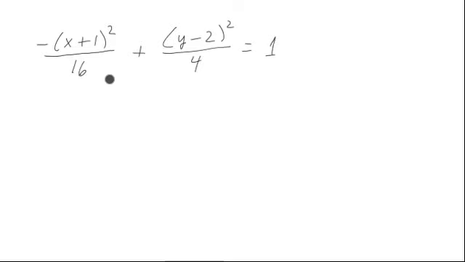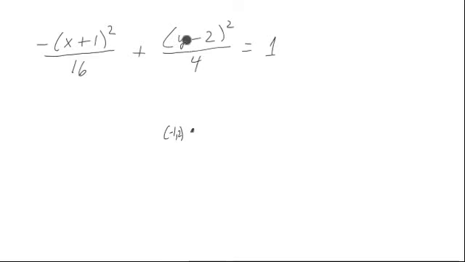Okay, now we look at the center. The center is at -1, comma 2. We get that from here. What makes this 0? What makes that 0? -1, 2. So we have our center at -1, comma 2.